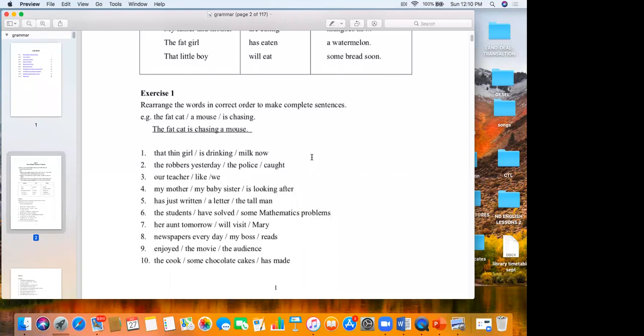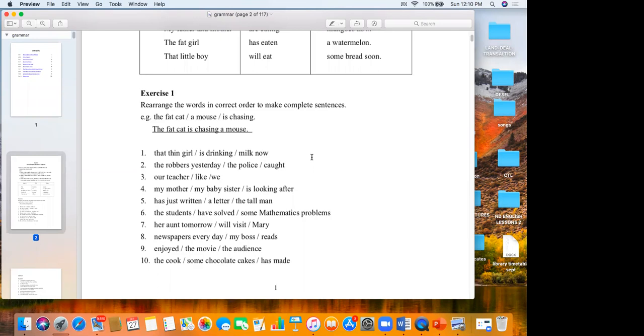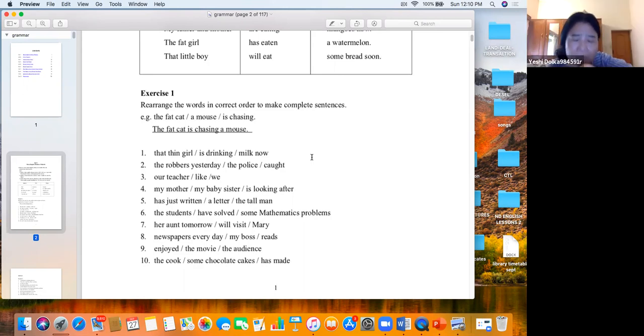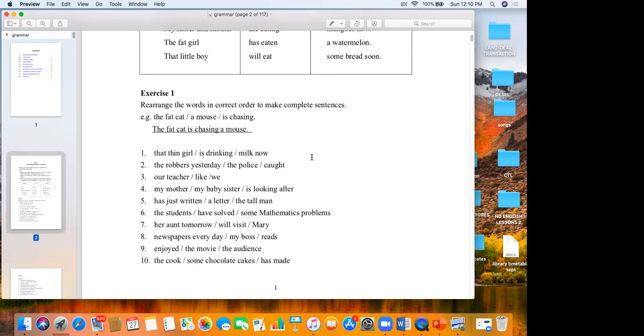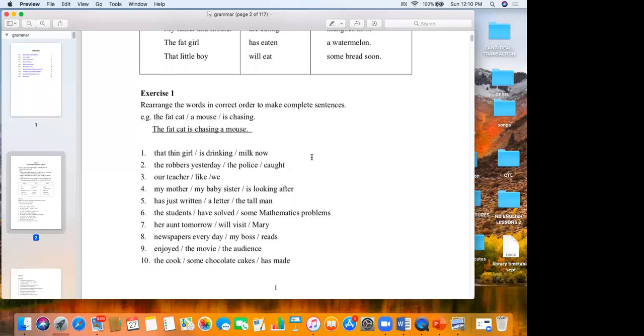That's how it's called. But if you say the cook has made, tense, all right? The cook has made some chocolate cakes.